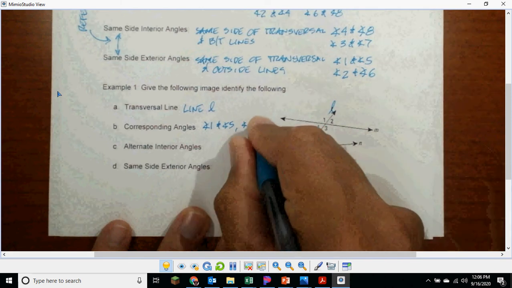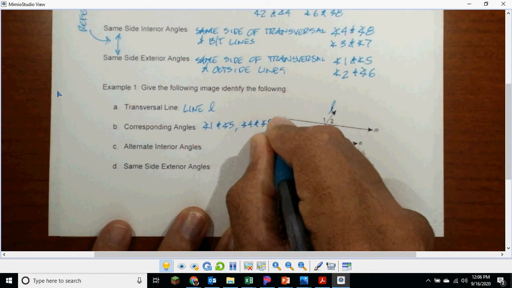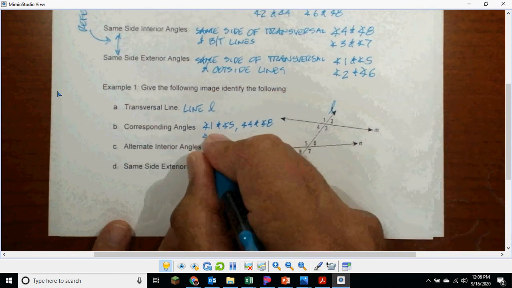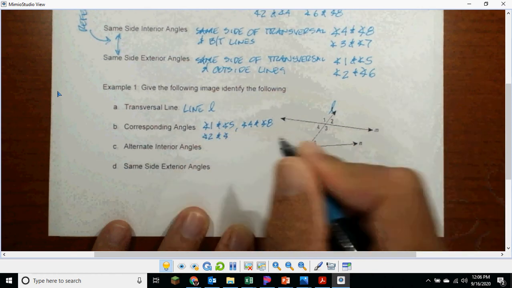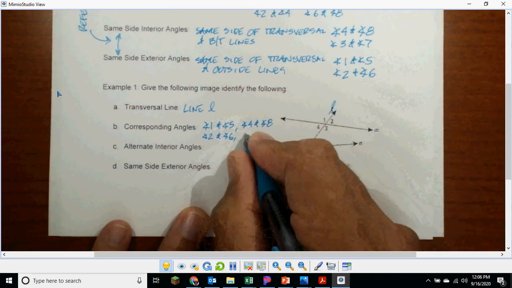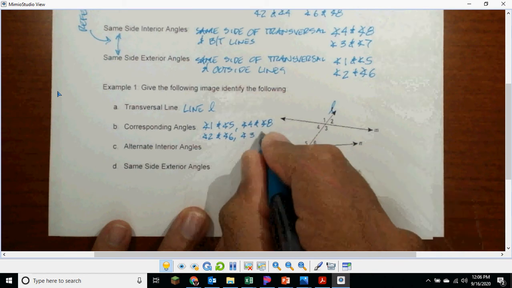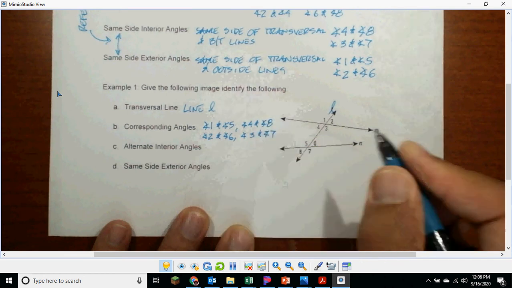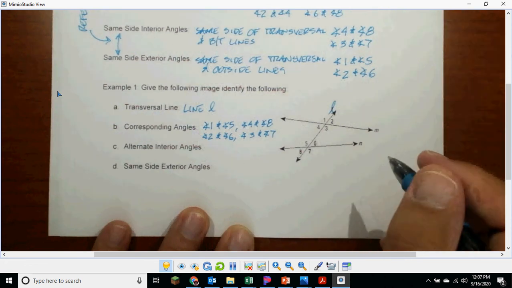Angle 4 and angle 8 are corresponding. Angle 2 and angle 6 are corresponding, and then angle 3 and angle 7 are corresponding. Those are all the corresponding angles.